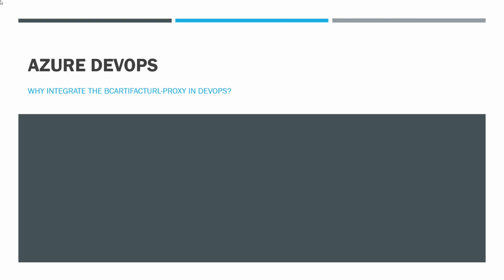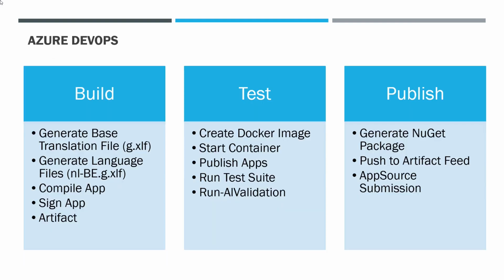Before we dive into that, we have to touch a little bit on how we set up our pipelines in Azure DevOps at our company. We have three main stages: the build stage, test stage, and the publish stage. The last one, the publish part, is less relevant for this part of the webinar. The most important part is the build and a little bit on the test phase.